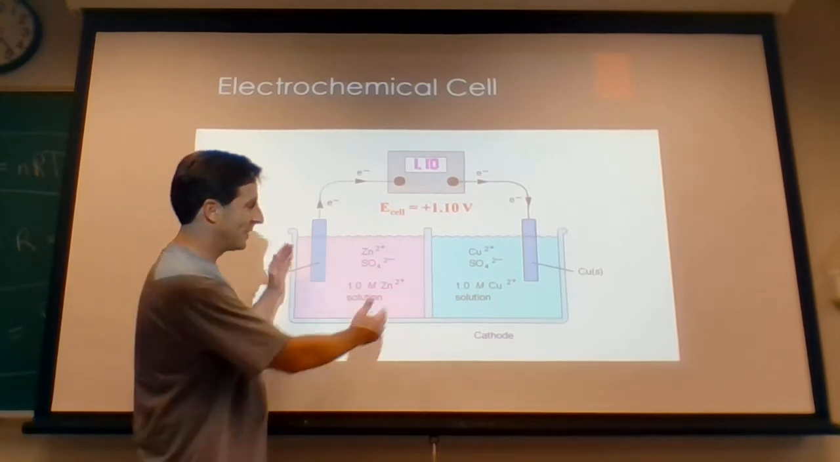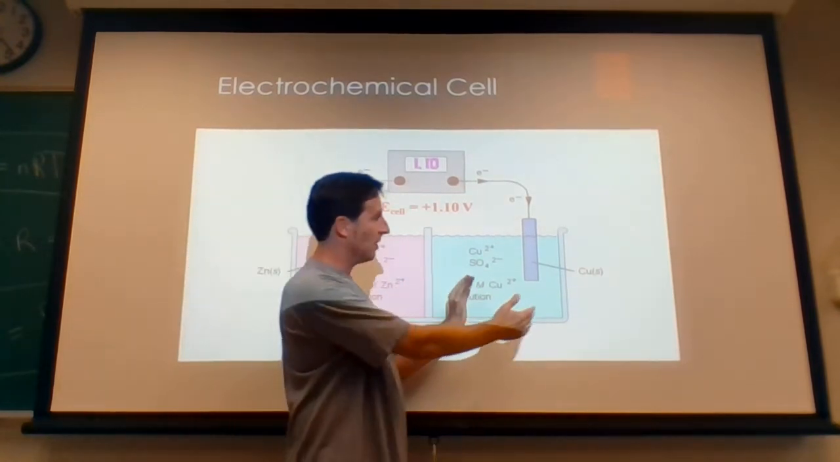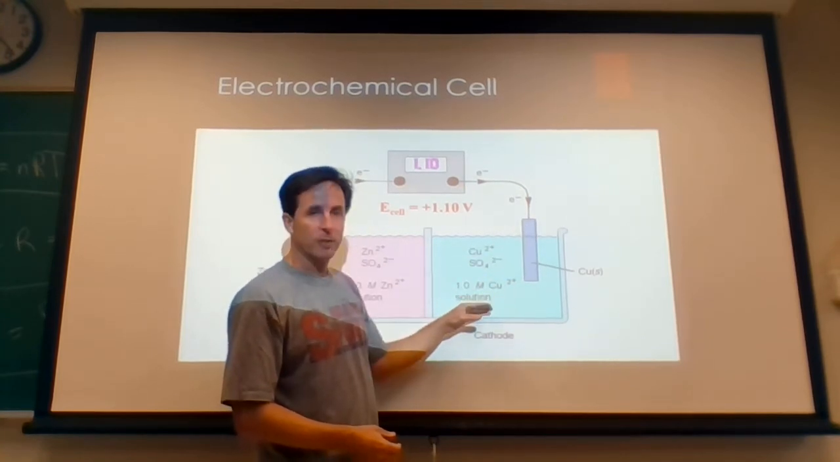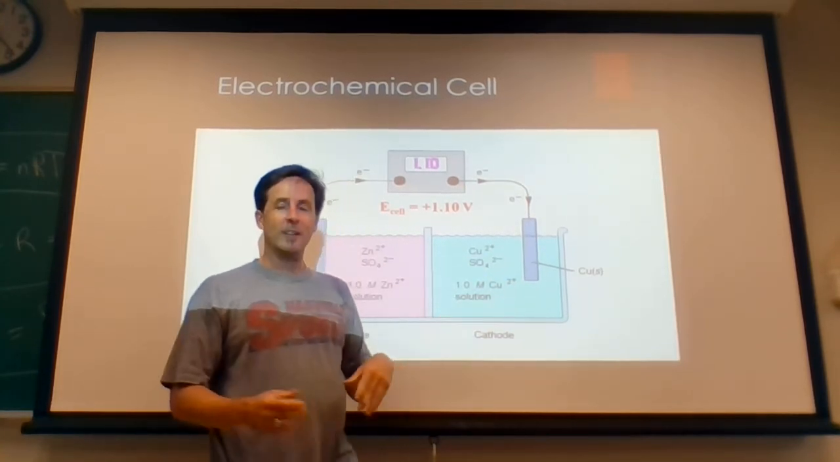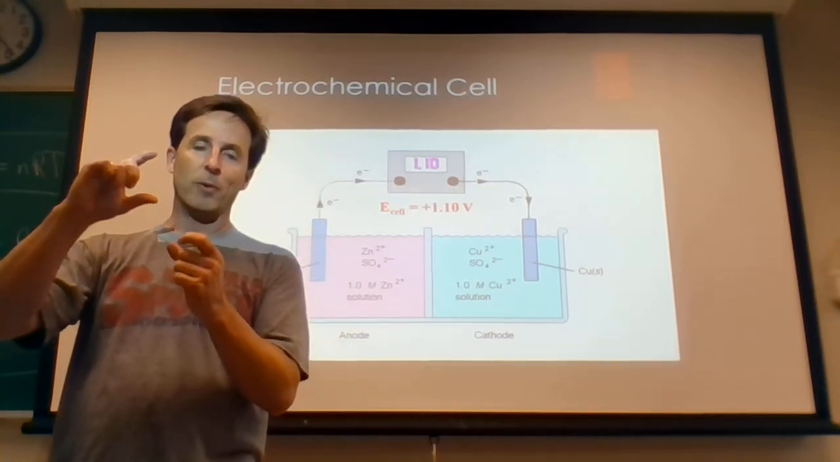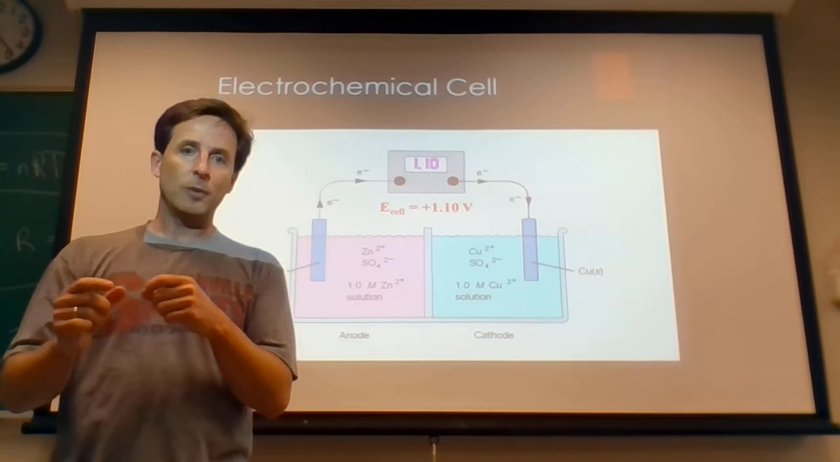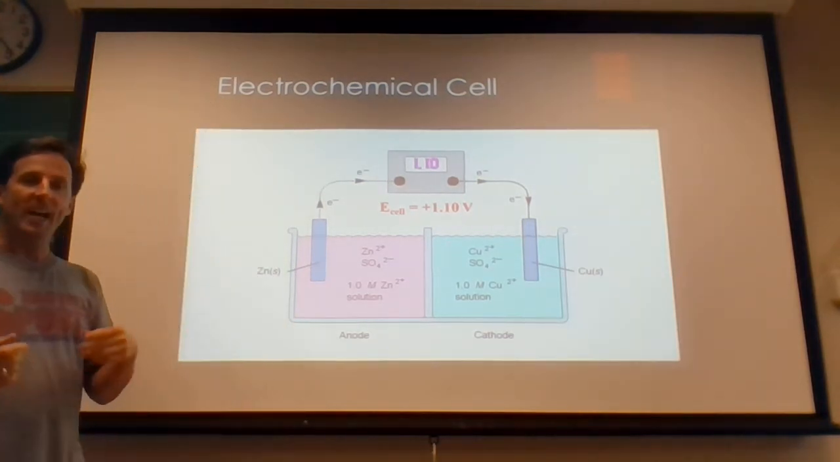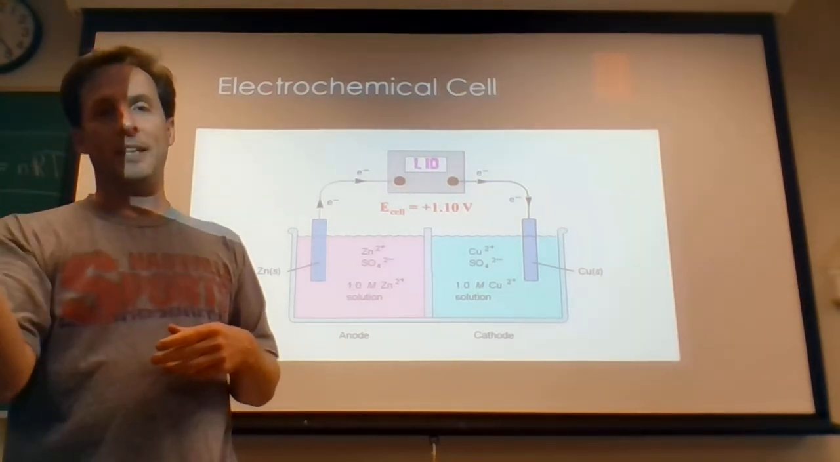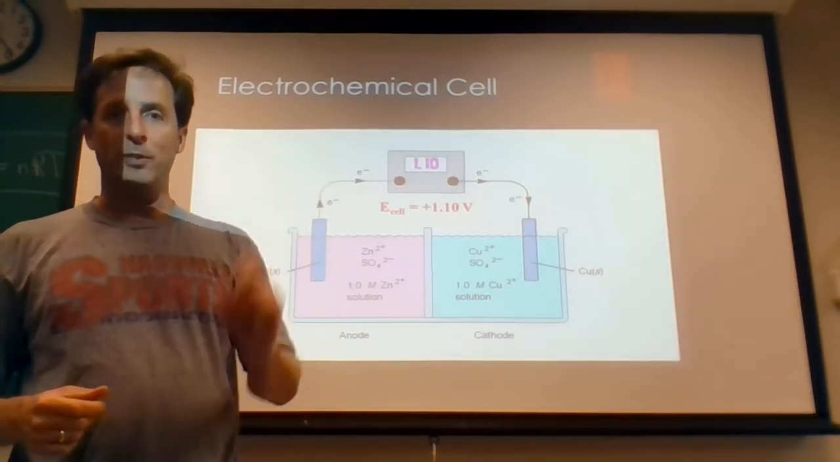And that's one cell. In the other cell, I'm going to have a piece of copper metal stuck into a copper solution. So in each cell I have the metal and a solution with the ion of that metal both present. Now we said previously that zinc wants to get oxidized and copper gets reduced.